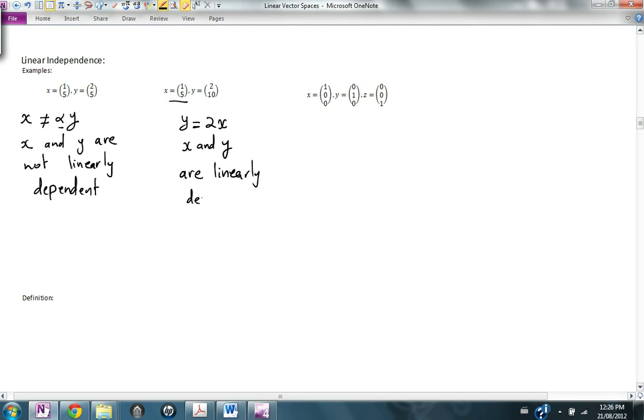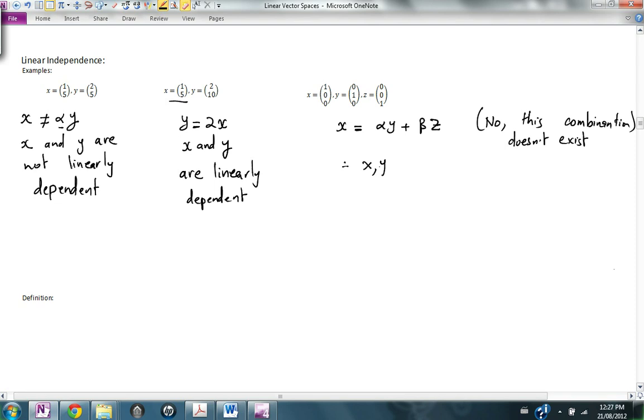Now let's look at three vectors. If I use x equal to (1, 0, 0), y equal to (0, 1, 0), z equal to (0, 0, 1), is there a combination such that x is equal to alpha y plus beta z? No. This combination does not exist. Therefore, x, y, and z are linearly independent.